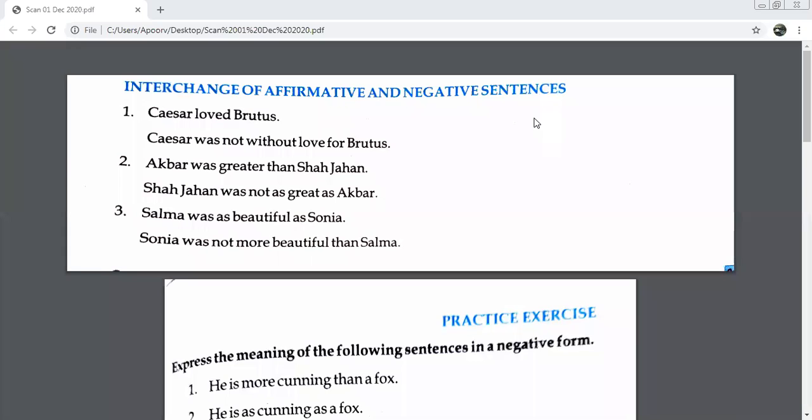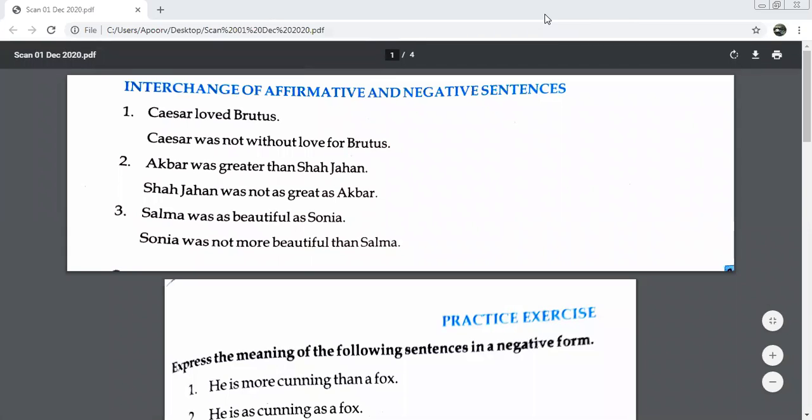Give me one example of an affirmative sentence, one of you. Anyone? I have my breakfast. Will you speak louder? I am going to Delhi. Okay, I'm going to Delhi is an affirmative sentence. Who's going to change this to negative? I am not going to Delhi.